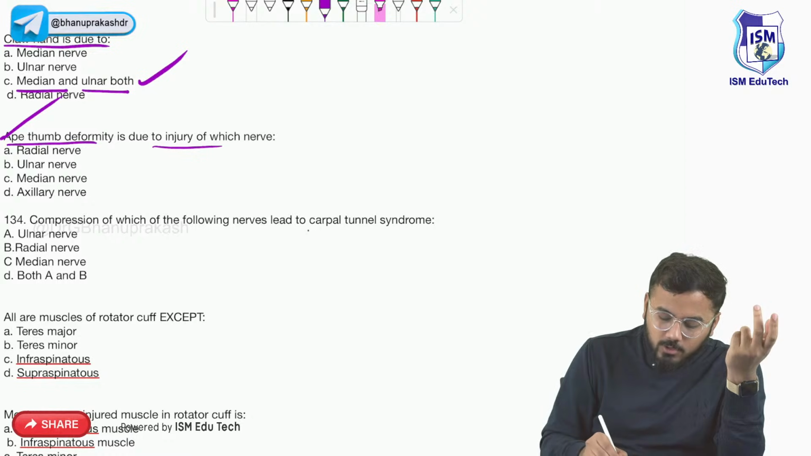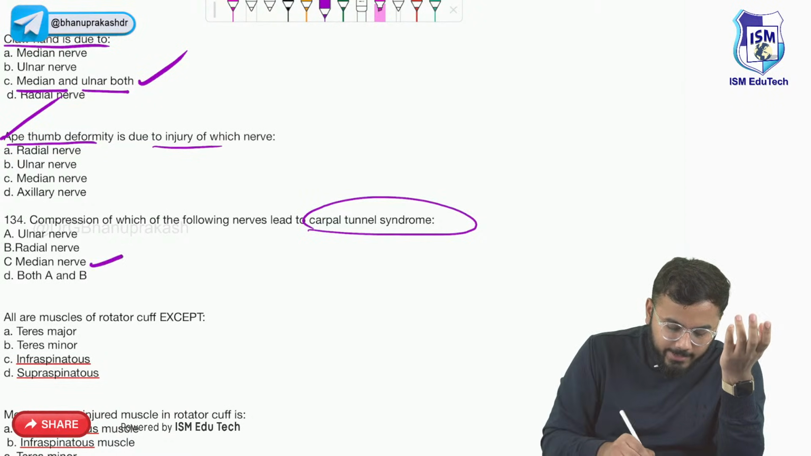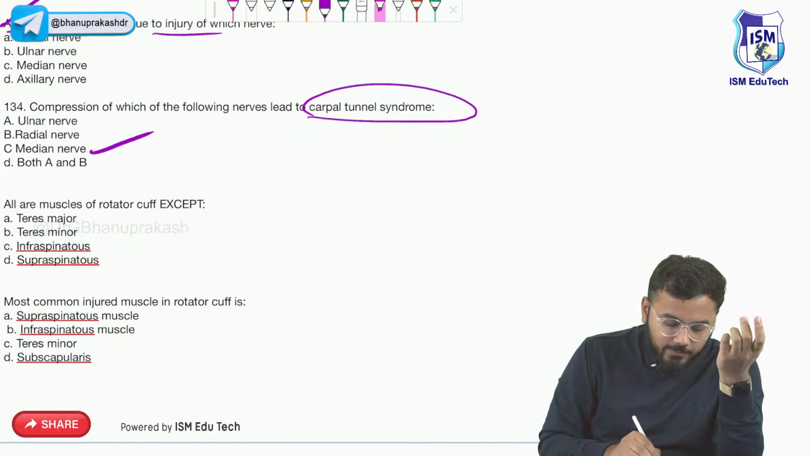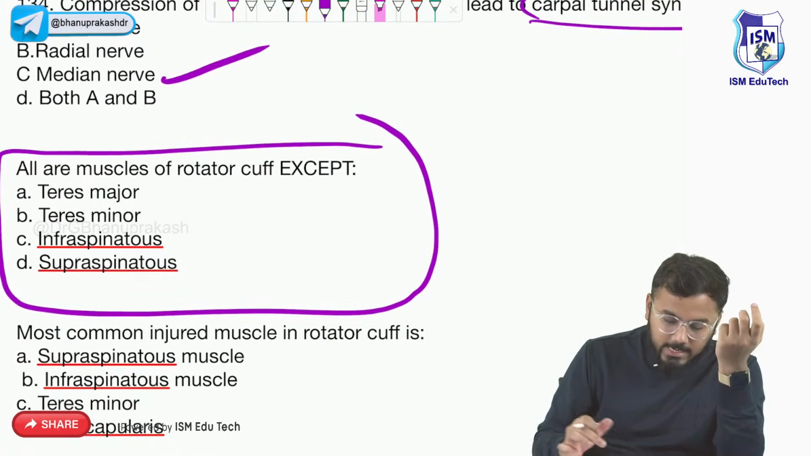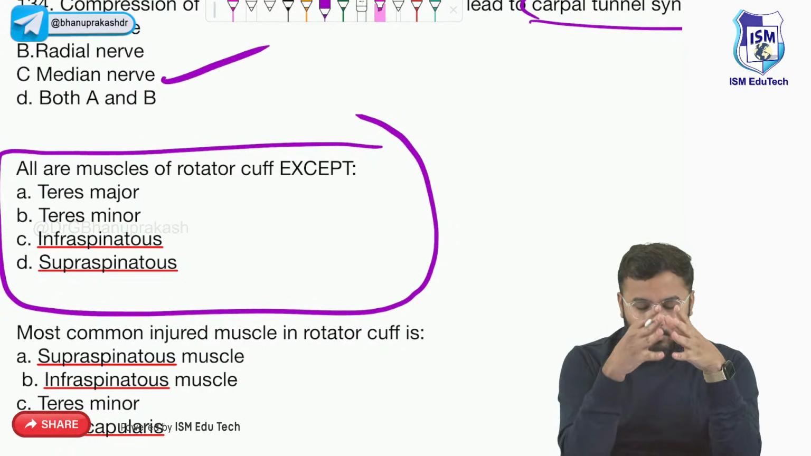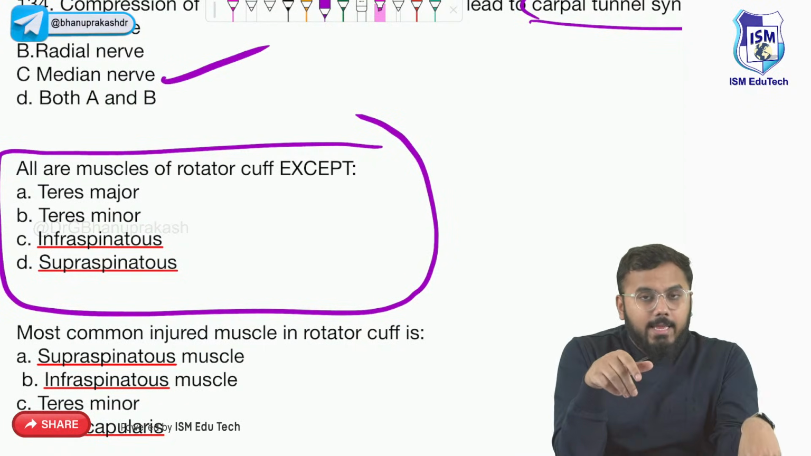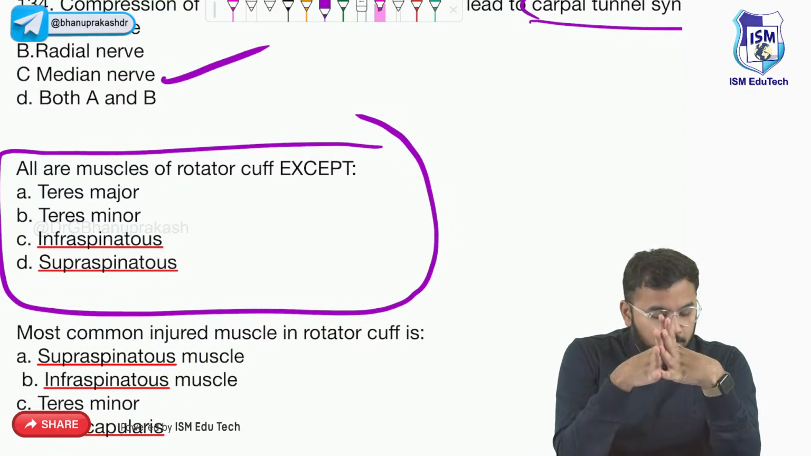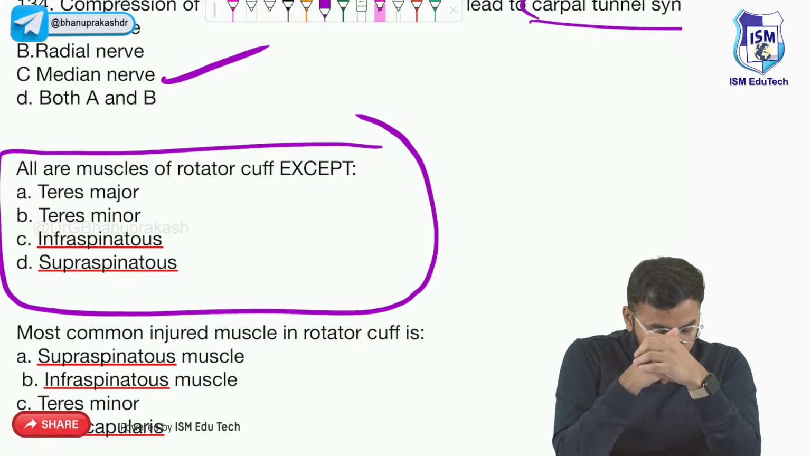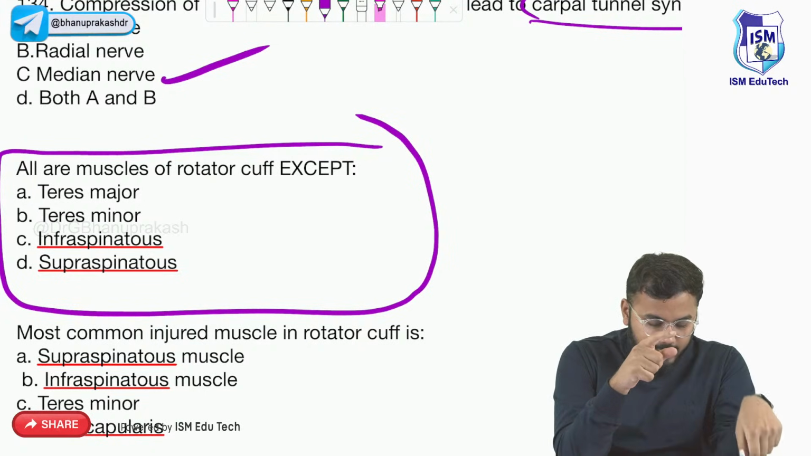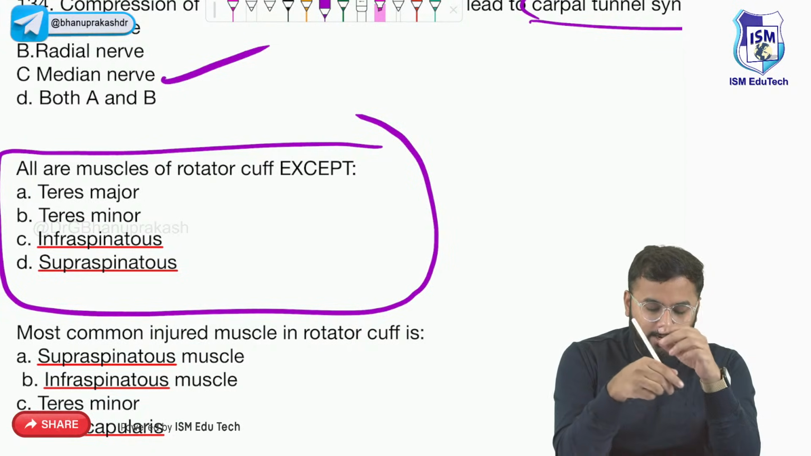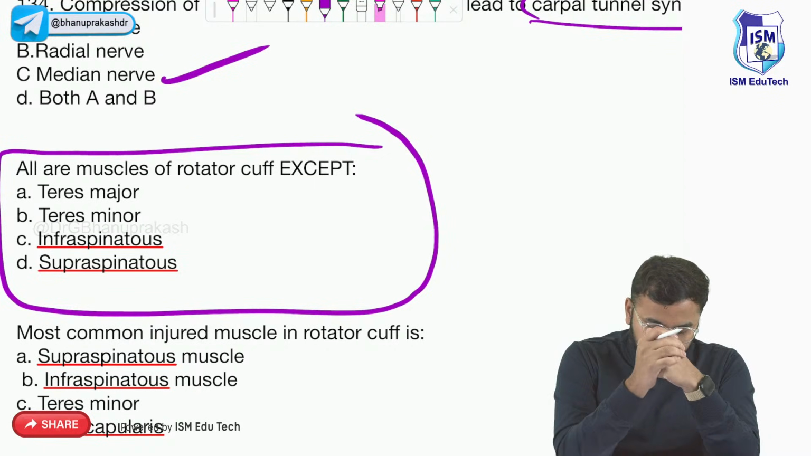Compression of which of the nerves leads to carpal tunnel syndrome? You already know, median nerve. All of the muscles, yeah. Tell me this. Then answer. All the muscles are of rotator cuff except, because I have covered this. Very good. PPP, perfect. Except teres major, remaining all the muscles are of rotator cuff.